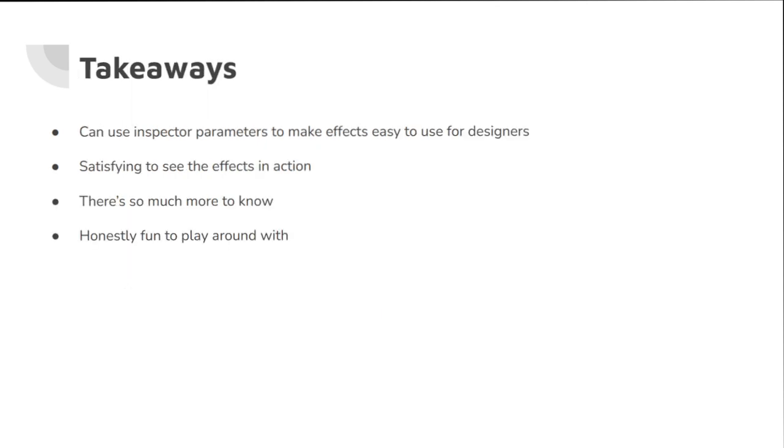So the main takeaways I got from this project is that inspector exposed parameters can be used to make effects easy to use for designers, so you can just give them the variables that they can alter to change the actual look of the effect without changing how the effect works. It's very satisfying to see the effects in action once you've made them. It's really cool to see them all come together.